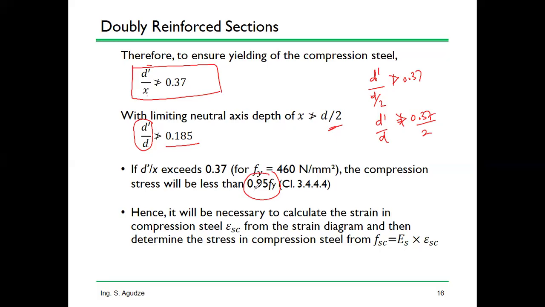But if it is bigger than that, it means that the stress will be less than this, right? So in that case, you have to use this formula to calculate the stress in the steel in compression. Okay, this is strength of materials 1. ES is Young modulus of steel, and then the strain in steel in compression.